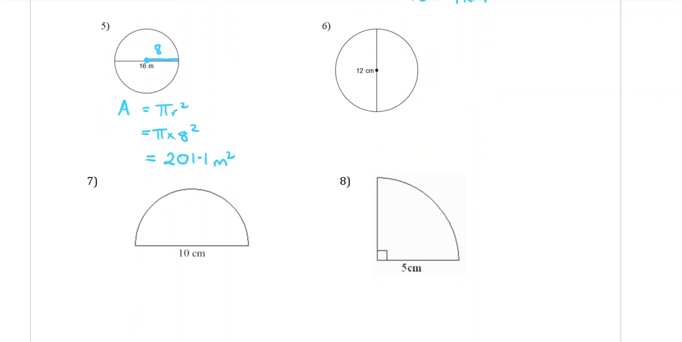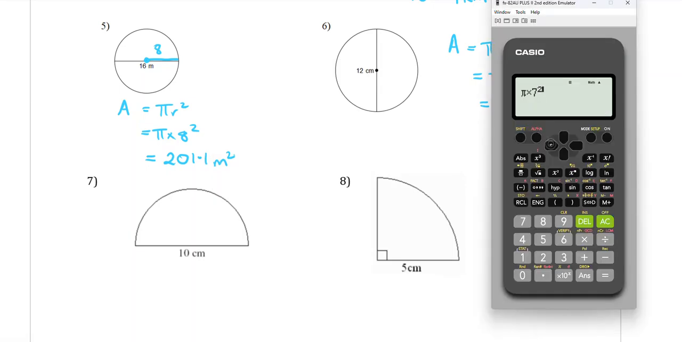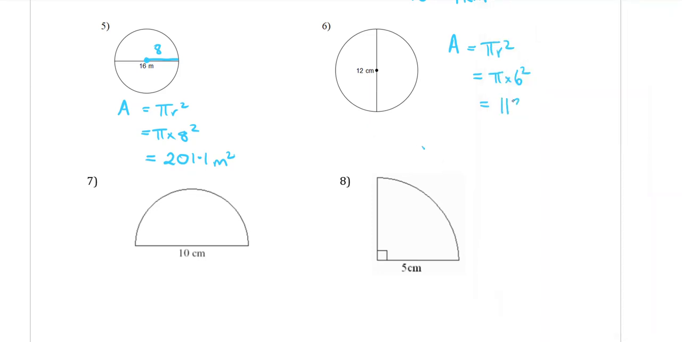Question 6. Area of a circle is pi r squared. My radius is 6. Good. So pi times 6 squared. Into the calculator. We get 113.1. And this will be centimetres squared. All right, so hopefully that's getting pretty easy. Just lots and lots of pi r squared. Just got to look out for that diameter.